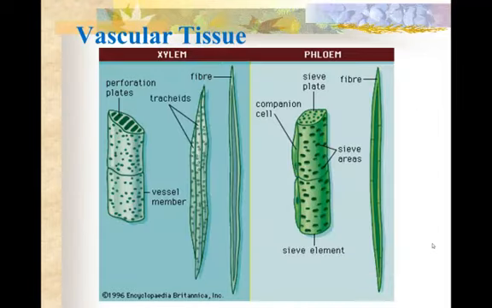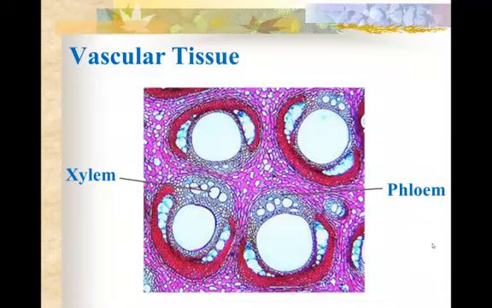Here's a side-by-side showing the xylem and the phloem with their two different kinds of cells in each one. And here are some pictures under microscopes with different stains, and we'll be going over these, and you'll be seeing some of these in the slides that we have.